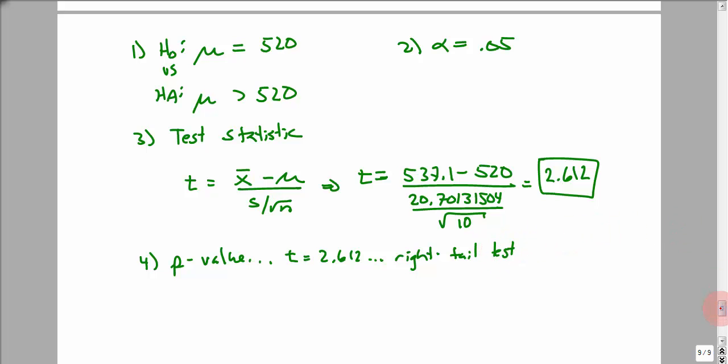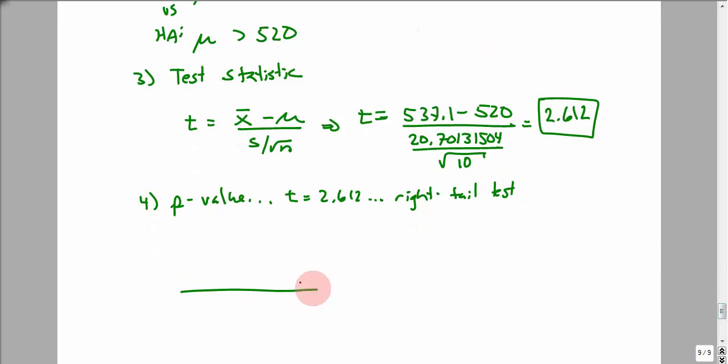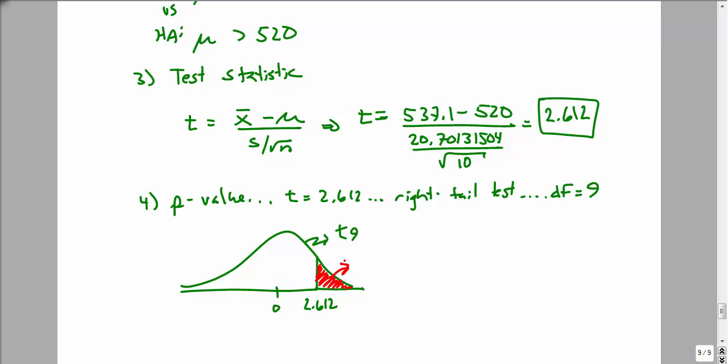So a curve sketch is helpful. Another thing we need with the t is our sample size, which is 10, so our degrees of freedom are going to be equal to 9 in this case. So this is the curve that we have, T9, degrees of freedom. Mean is 0, and the test statistic is 2.612. It's a right tail test, so I'm shading in this right tail. I'm looking for this area.